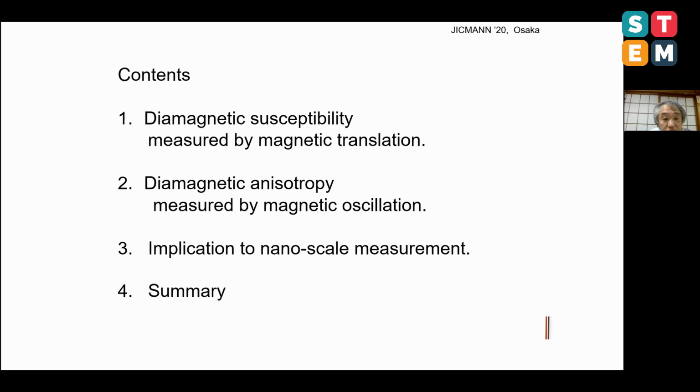Now, my contents are as follows. The first half is about diamagnetic susceptibility measured by magnetic translation. The second is the diamagnetic anisotropy measured by magnetic oscillation. The two parameters are basic parameters to know the magnetic property of a material.